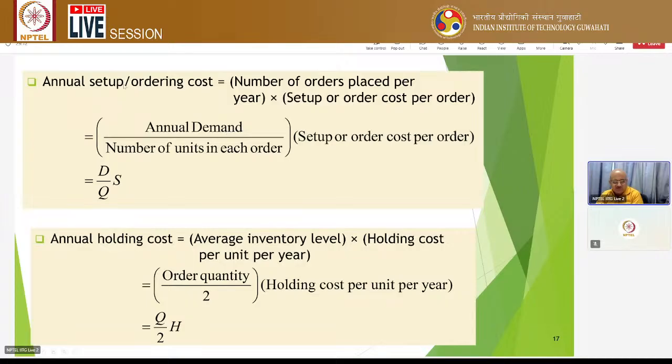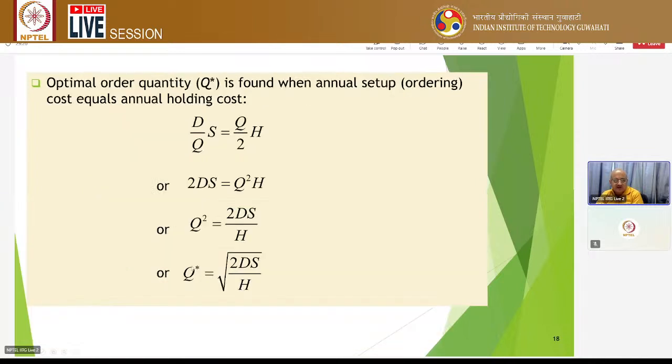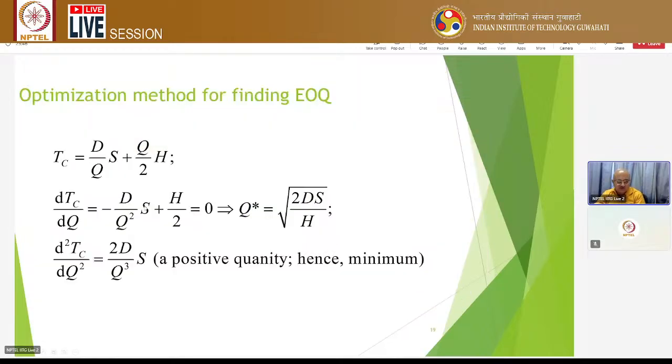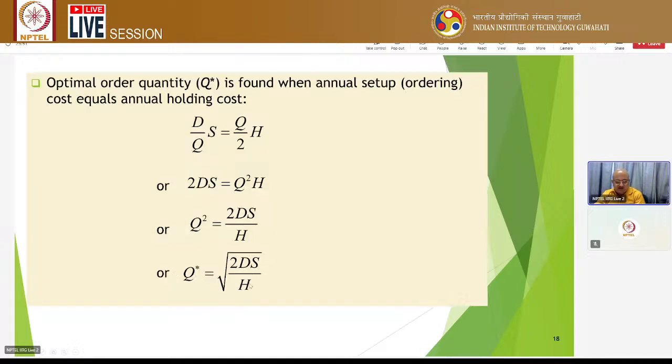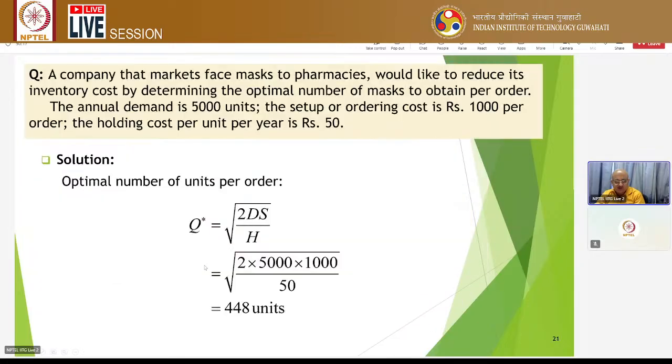In this type of model, annual setup cost or ordering cost will be equal to annual holding cost, and you get a relation that the optimum quantity which you should order at a time is Q* = √(2DS/H), where D is the demand, H is the holding cost, and S is the setup cost. So if the annual demand is known to you and demand increases, Q* will increase. Similarly, if the setup cost is more, that means you should order more at a time, in fewer orders. And if your holding cost is less, then you can afford to keep more inventory, and therefore Q* will be more.